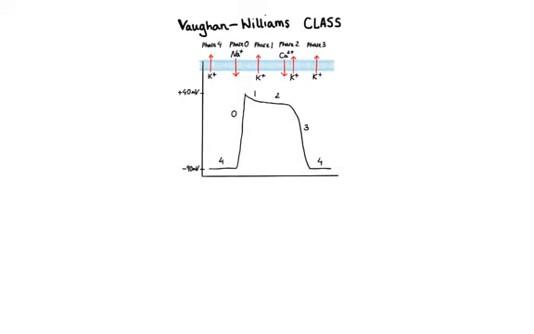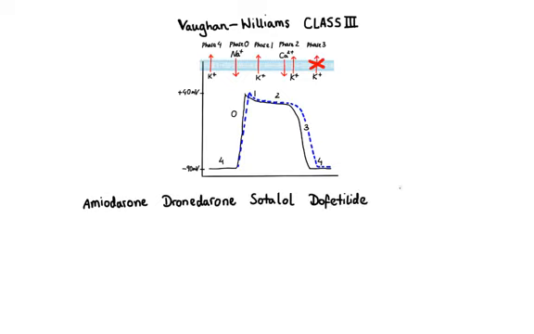Now let's move on to class 3 antiarrhythmic drugs. So class 3 agents work mainly by blocking the potassium channels that are responsible for the phase 3 repolarization. This leads to an increase in duration of action potential and an increase in effective refractory period. The agents in this class include amiodarone, dronedarone, sotalol, dofetilide, and ibutilide.